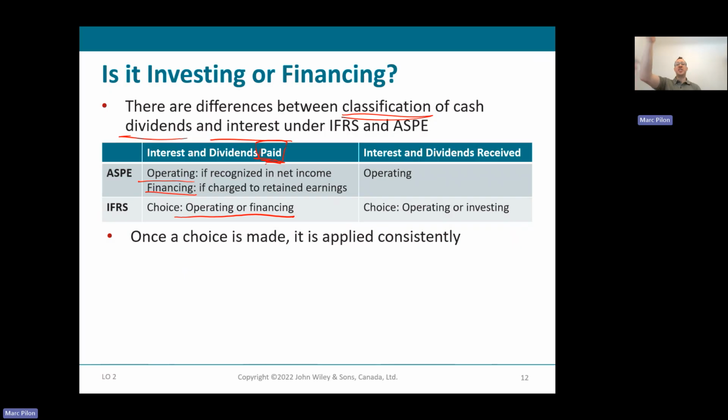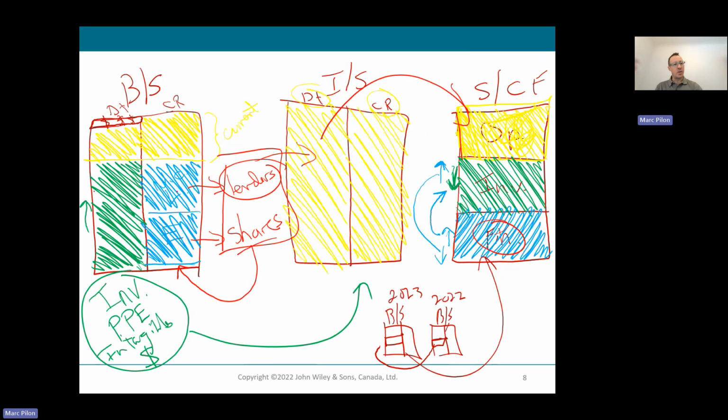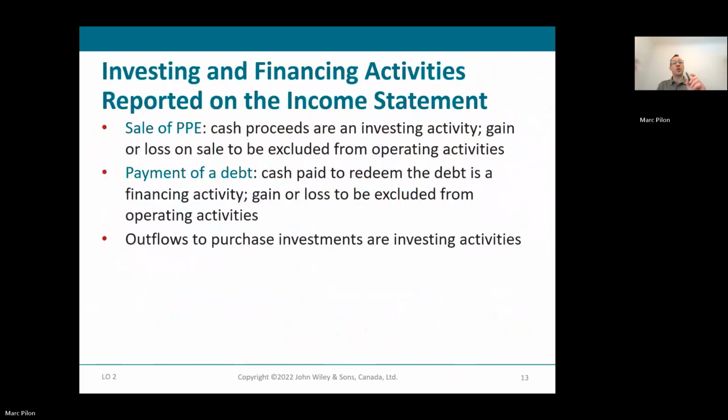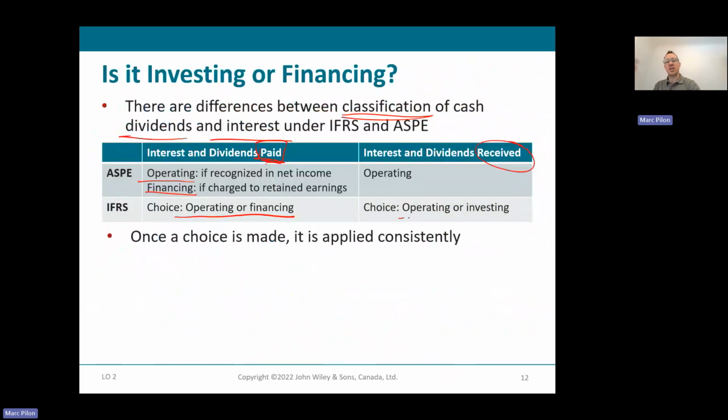Now, if I receive interest and dividends, it's part of income, right? It's revenue from interest, dividend revenue. But the vehicle that gave me that revenue is part of investments. I have investments, it gives me a return. Those investments are part of investing activities. So we also get the choice for anything received to record it as part of operating or investing, okay?